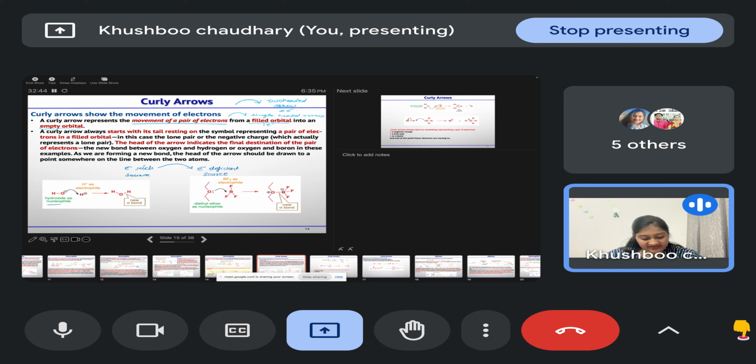For example, when hydroxide reacts with a proton, hydroxide has a negative charge on oxygen, so electrons will move from oxygen towards the proton that is positively charged, or has an empty orbital and does not have any electron. The new sigma bond is shown here, leading to the formation of water on reaction of hydroxide ion with proton.